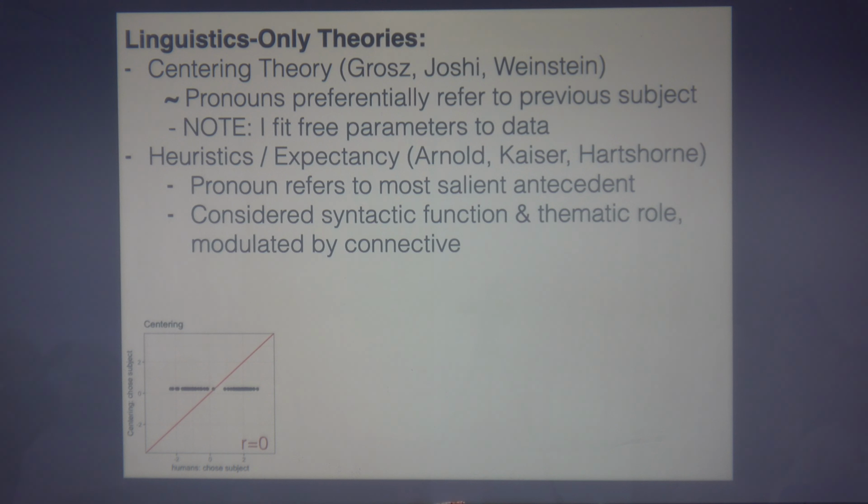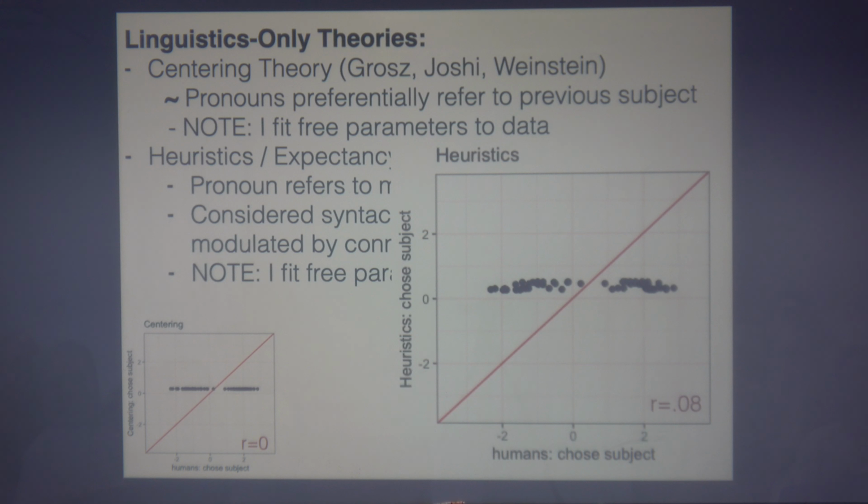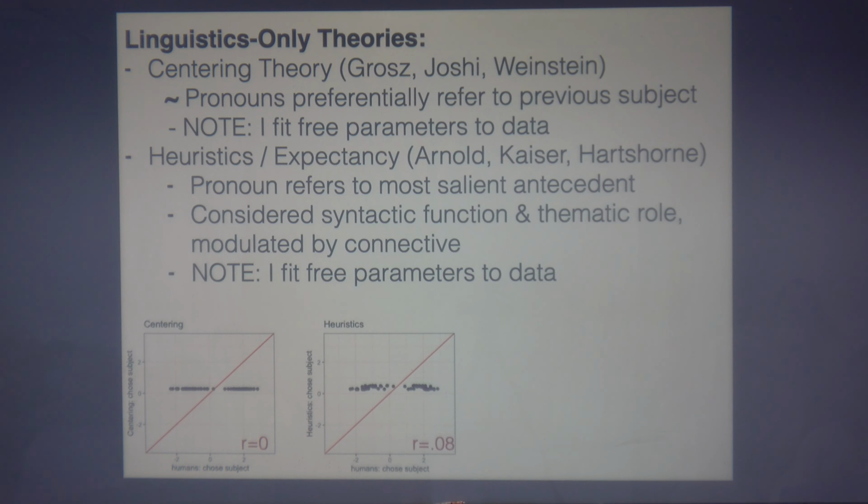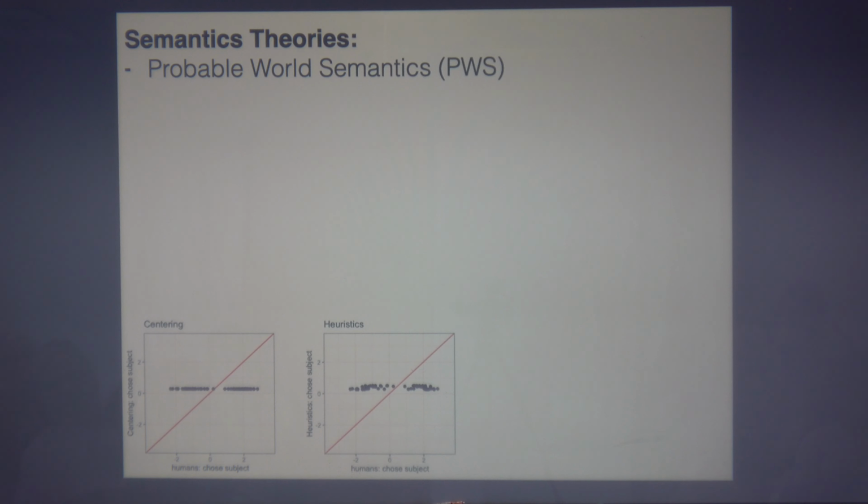and fit that regression to see how much of the data could be explained in the best case scenario. And not much, right? For these Winograd schema, at least, these are the most popular theories in psycholinguistics, I think, still now, and it just fails miserably on Winograd schema. A little bit better than centering, but again, we're really overfitting to the data. Now, if you're wondering, the heuristics models weren't really designed for Winograd schema. I will show you a case later where they're being applied to something they were designed for, and they will do better there. Now, what about probable world semantics?